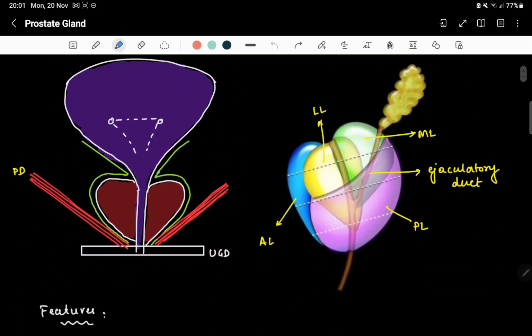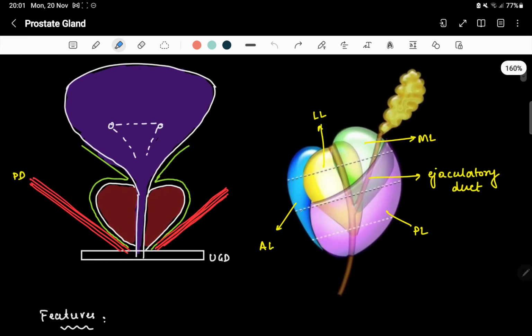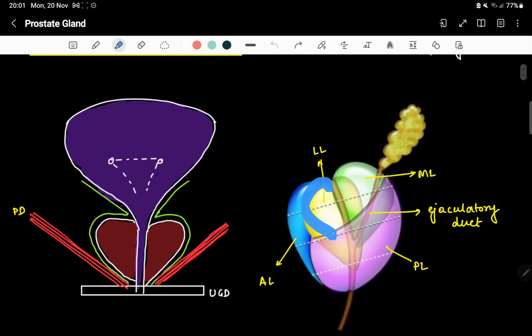Talking about the prostate gland, you can see this whole part is the prostate gland. And what are the lobes? You have the anterior lobe, the blue part. The yellow one is the lateral lobe. You have a medial lobe, and you have a posterior lobe. This whole part is the posterior lobe.